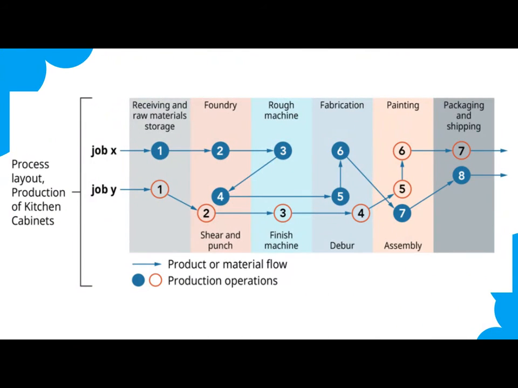This is a typical example of process layout. We can see job X and job Y. They undergo various departments. Job X goes through receiving and raw material storage, then foundry, then rough machine, again to foundry, then fabrication department. Two tasks will be there in the fabrication department. After that, painting, and packaging and shipping. So this is the example of process layout: production of kitchen cabinets.